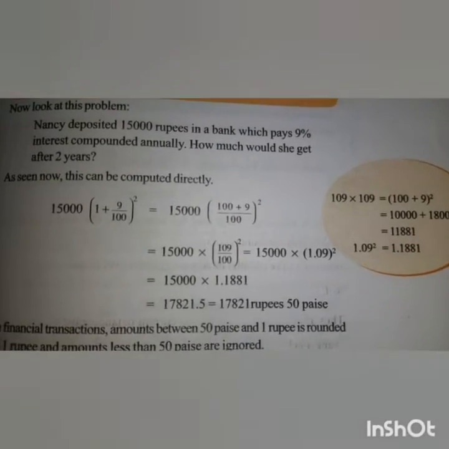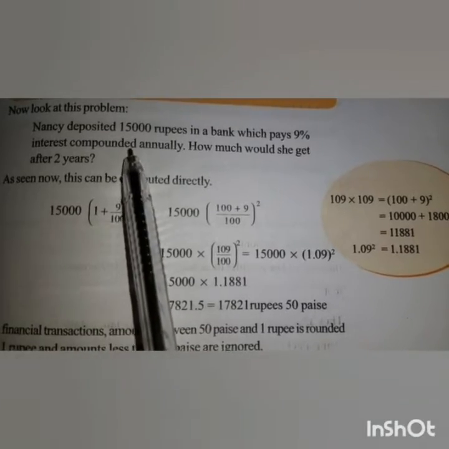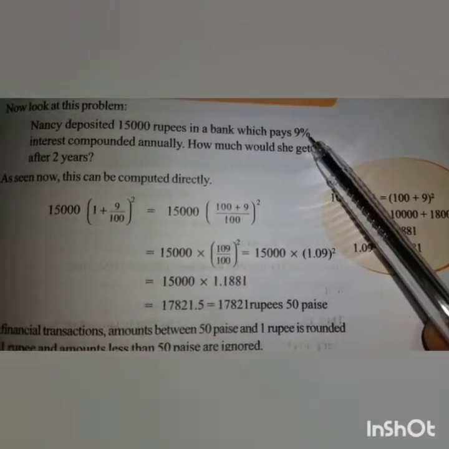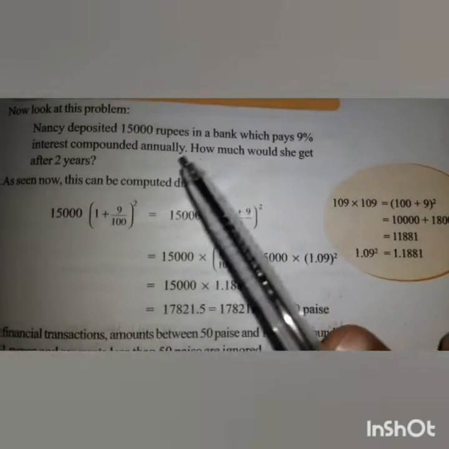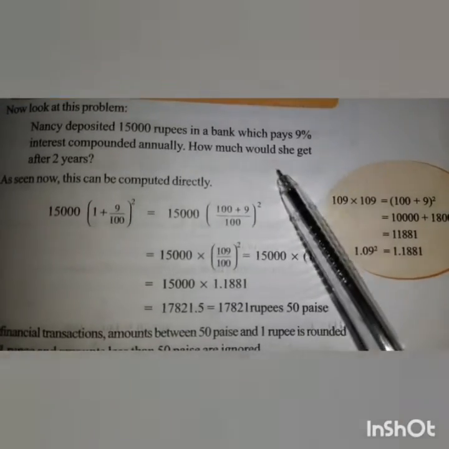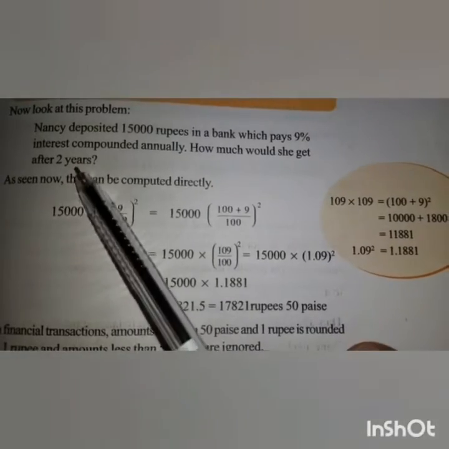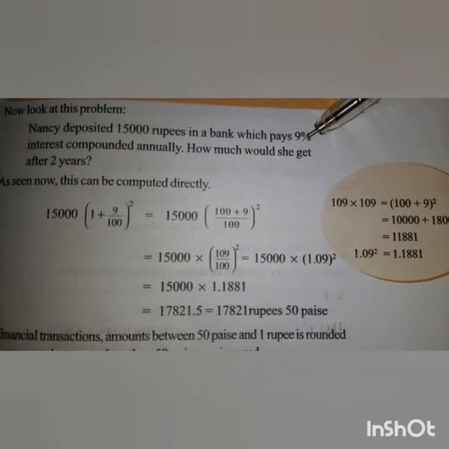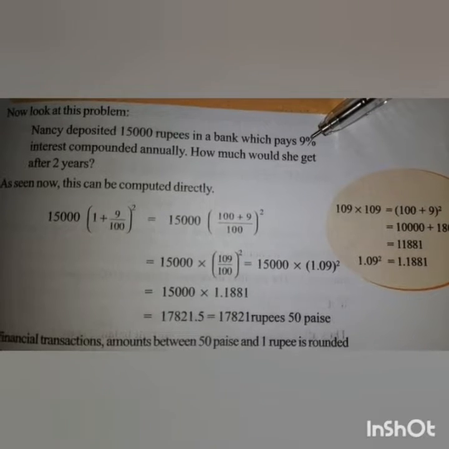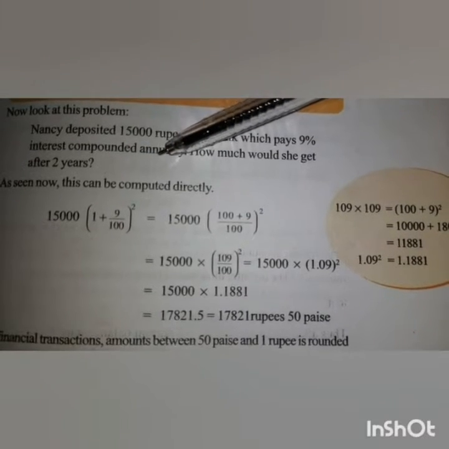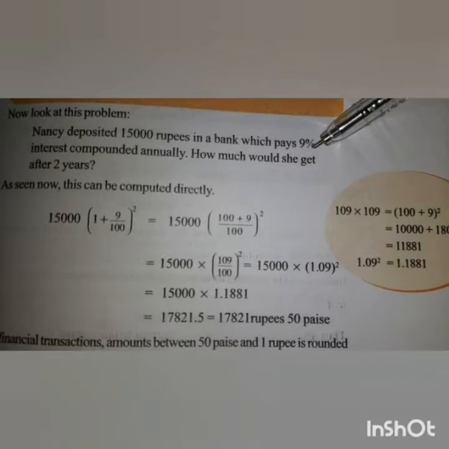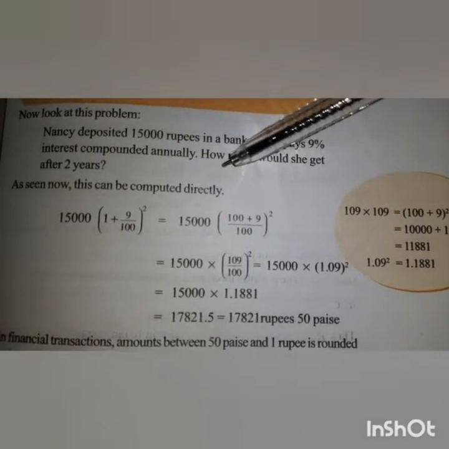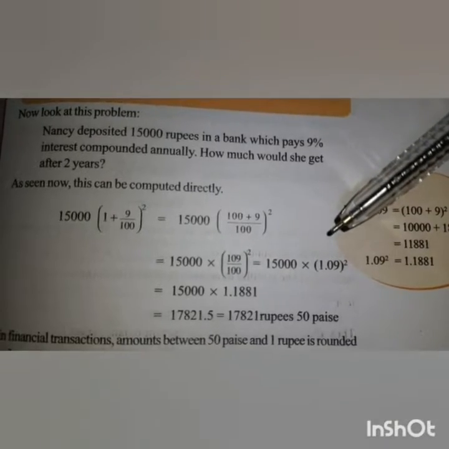Look at the problem. Nancy deposited 15,000 rupees in a bank which pays 9% interest compounded annually. How much would she get after 2 years? So the amount deposited is 15,000 and the interest given by the bank is 9%, compounded annually. So compound interest is calculated, and after 2 years how much amount should she get back? That is the question.